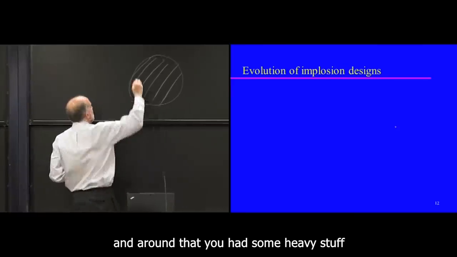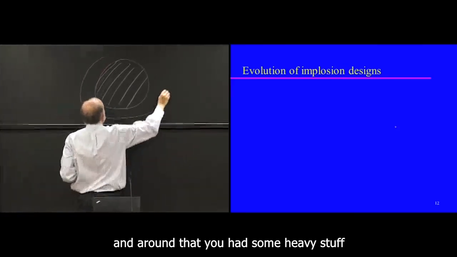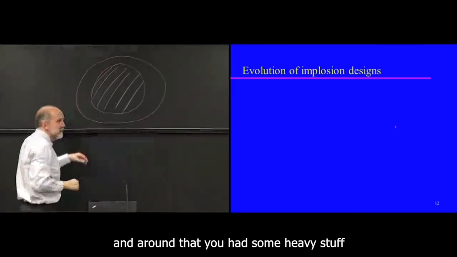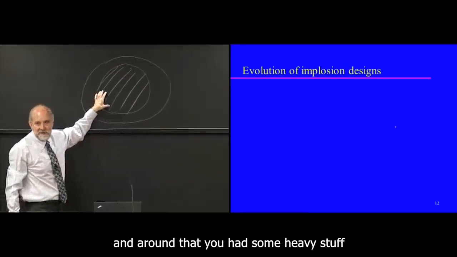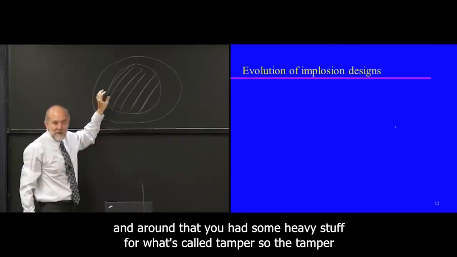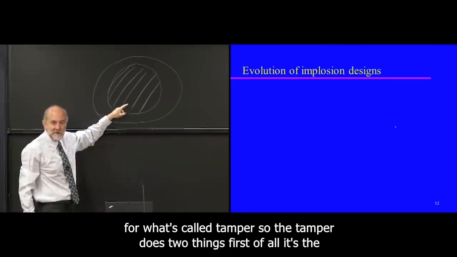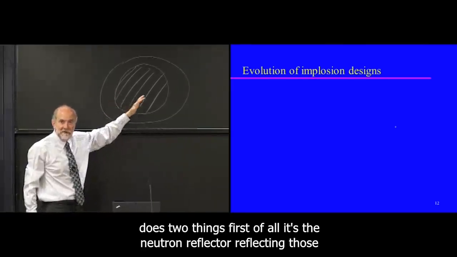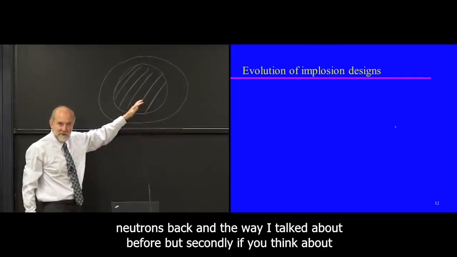And around that, you had some heavy stuff for what's called tamper. So the tamper does 2 things. First of all, it's the neutron reflector, reflecting those neutrons back in, the way I talked about before.